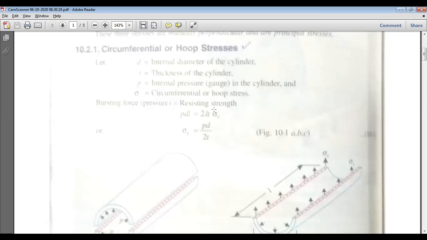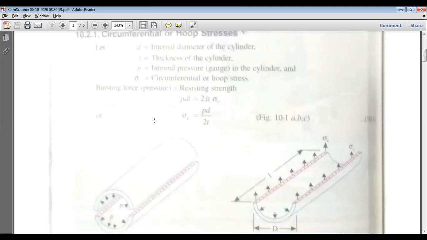So D is the internal diameter of the cylinder, t is the thickness of the cylinder, P is the internal pressure that is exerted on the cylinder, and sigma is the circumferential or hoop stress. So we find the bursting force, because the pressure will ultimately cause failure, and because of these stresses developing in the cylindrical shell, it will ultimately try to fail along the circumference.